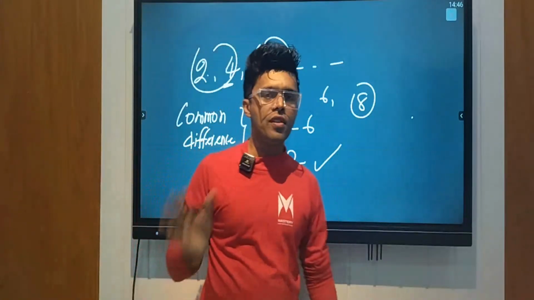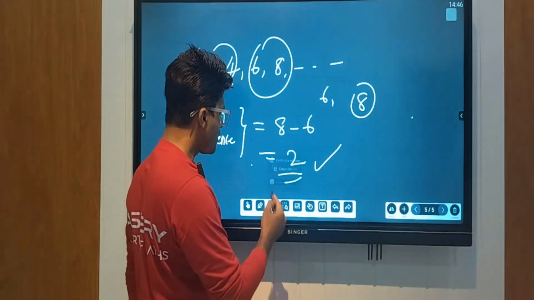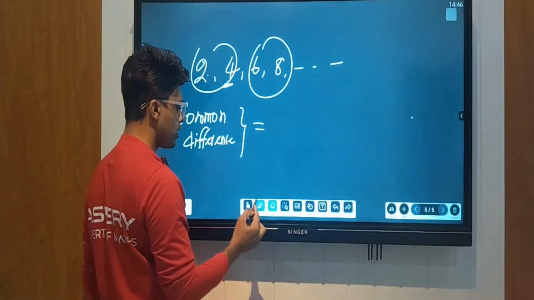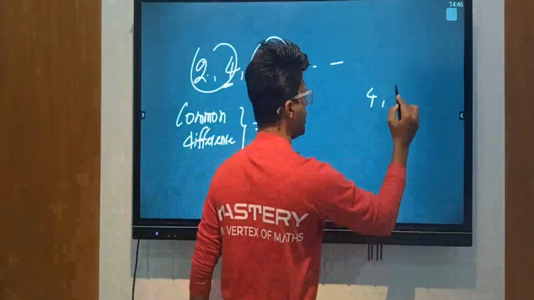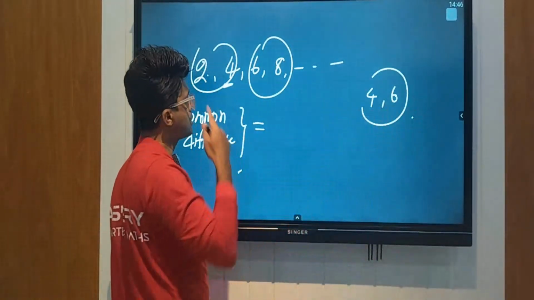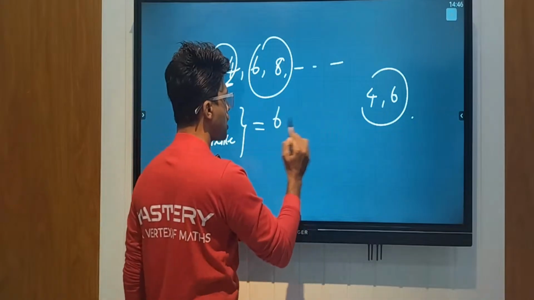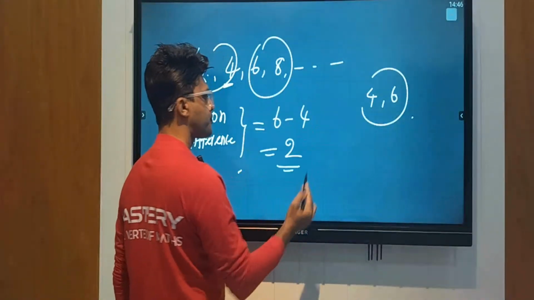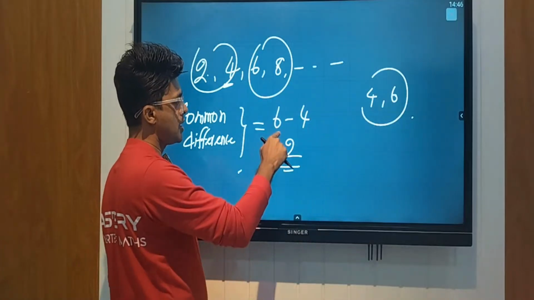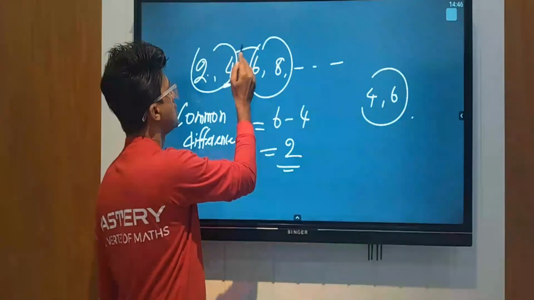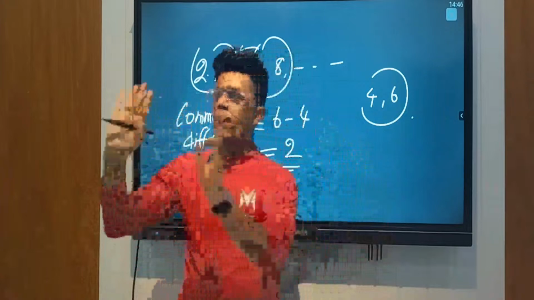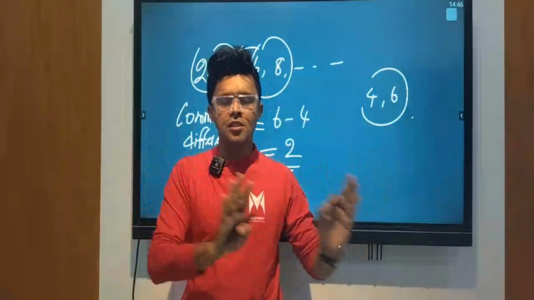You could consider this 4 and 6 as well. When you consider these two terms, 4 and 6, you can also get the common difference. Then 6 minus 4. 6 minus 4 is 2, which means the common difference. This is the any term, and the previous term is 4 here. So this is the way of getting common difference: any term except the first term minus the previous term.